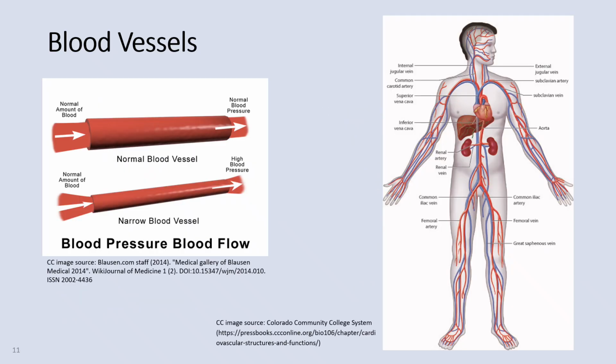The image on the right shows the location of major arteries and veins in the human body. In this image, the arteries that carry blood away from the heart are shown in red, while the veins that return blood to the heart are shown in blue. Capillaries connect the arterial system to the venous system, and this is where gas exchange takes place in the body.